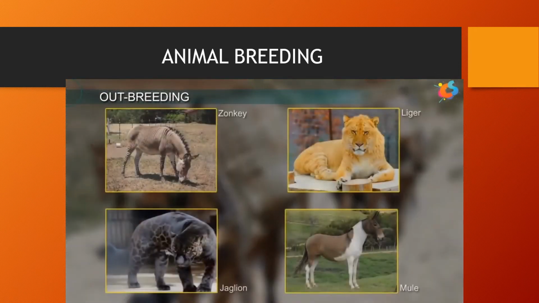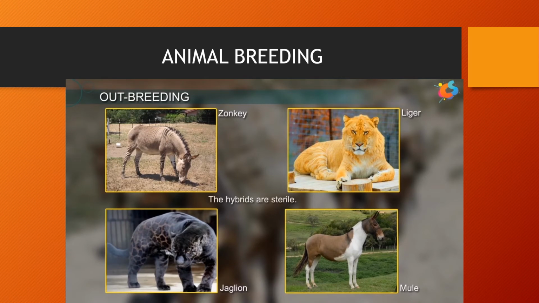Here are a few examples of interspecific hybridization. There is one big problem with interspecific hybridization. That is, the hybrids are sterile. However, due to their high economic benefits, they were bred regularly.